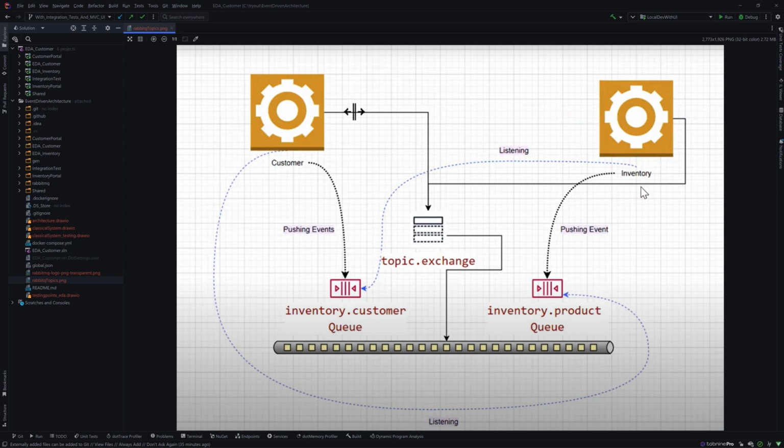But for that, we need a topic exchange. We also need two queues, the inventory product queue and the inventory customer queue, and we also require the listening as well as the publishing of the data. All these things we are going to be designing starting in our next section.